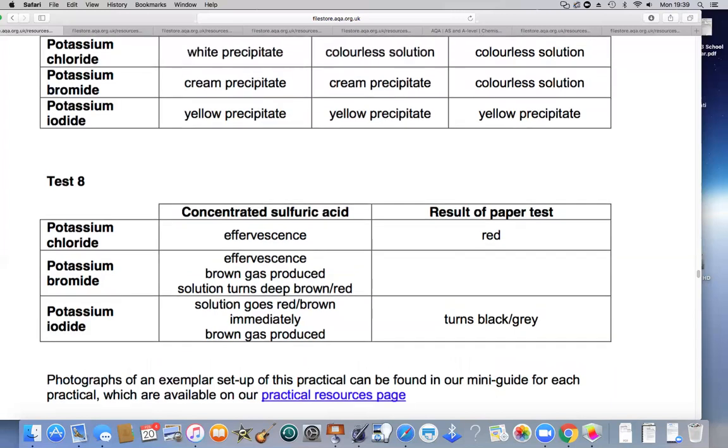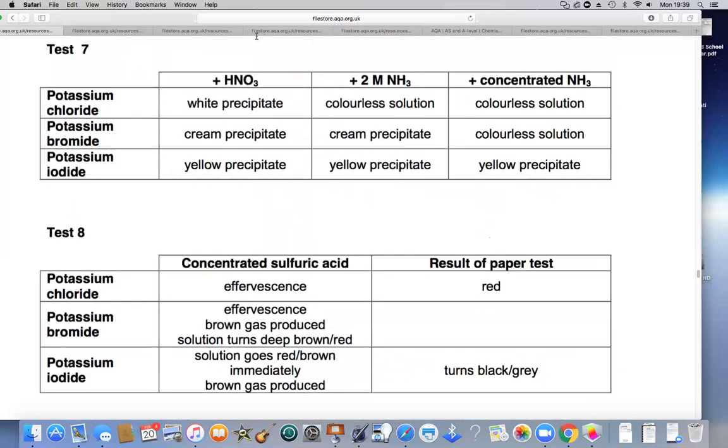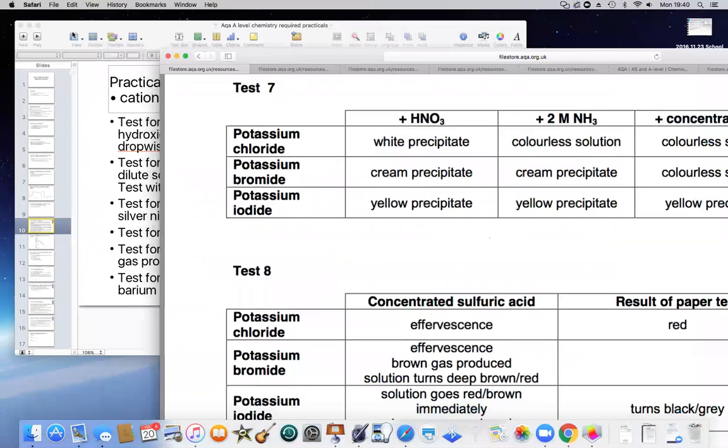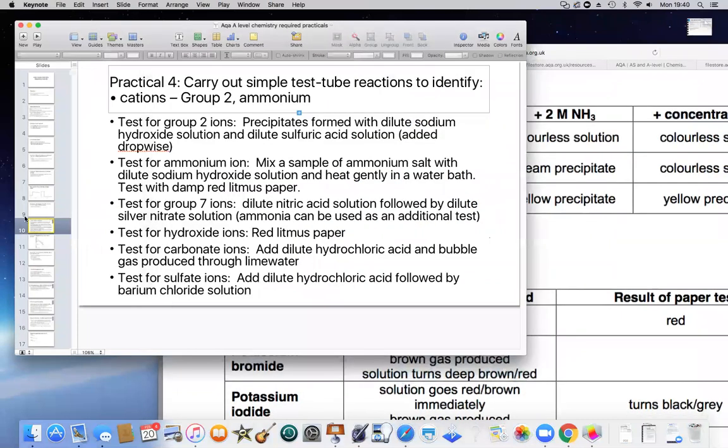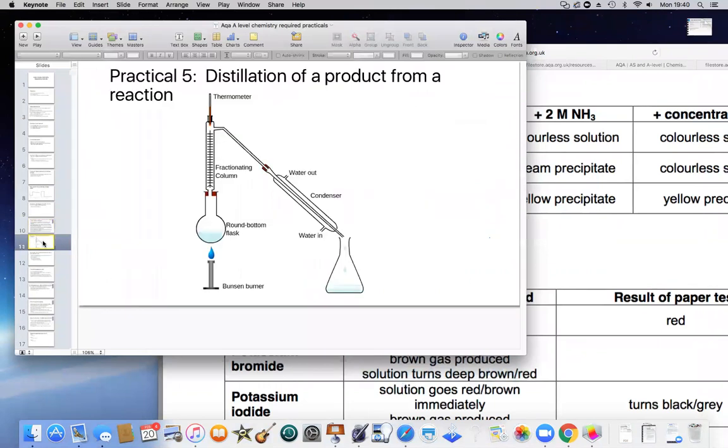And if you're asked to determine solutions of these ions, chloride, bromide, iodide, using nitric acid, silver nitrate, and ammonia will get you the information that you need to be able to do that. Okay, so two more then. We'll have a look at both of these.